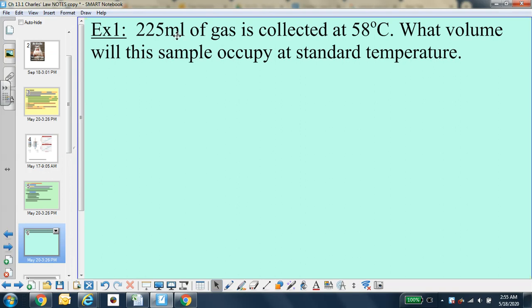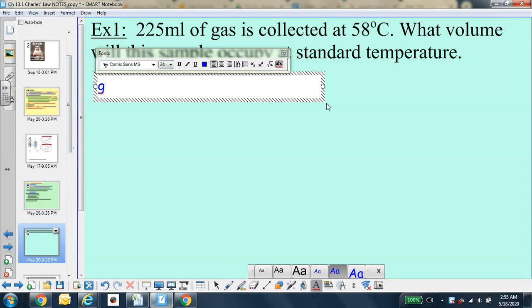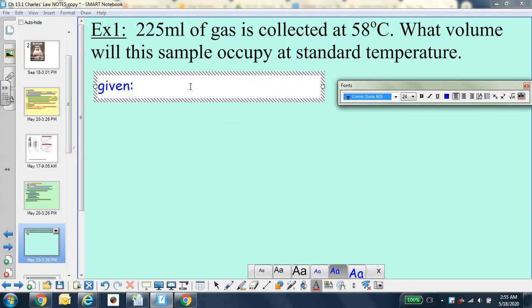So here's our first example. We've got 225 milliliters of gas collected at 58 degrees Celsius. What volume will the sample occupy at standard temperature? So the first thing we do is list our givens. So we want to write down all of our known information.